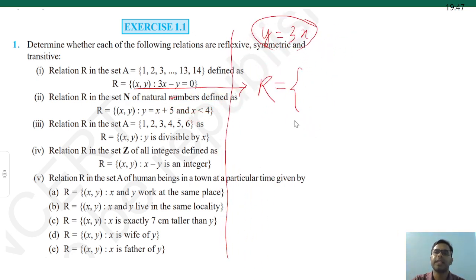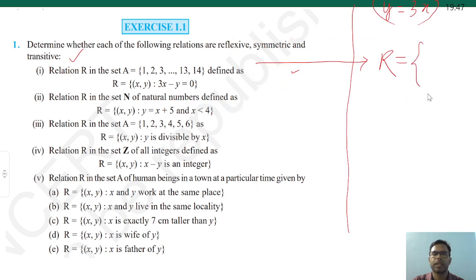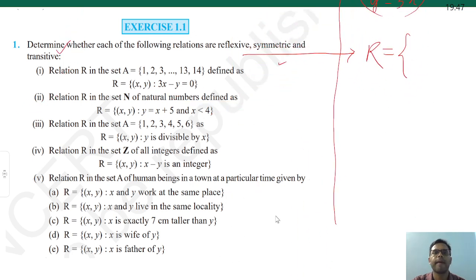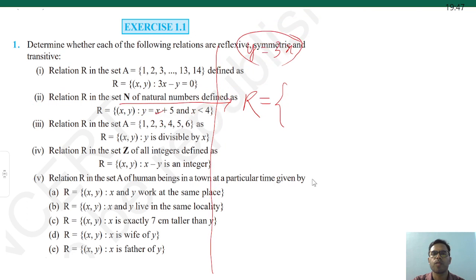Since it is a finite set relation, therefore that is finite. You see, that is finite. So I can write by taking the value of x. The main relation is y equal to 3x. So x should be taken from this set.